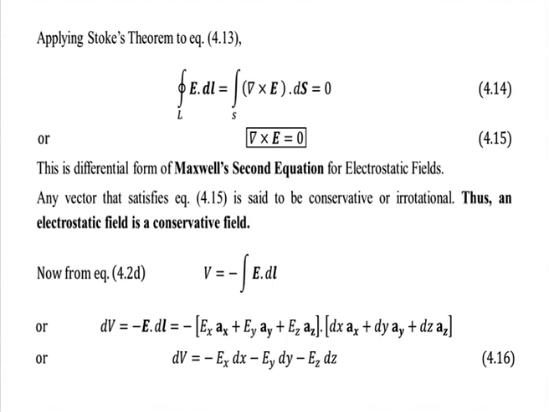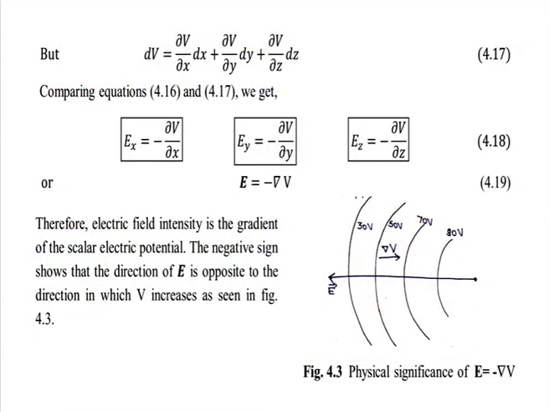Now, from equation 4.2d, V is equal to minus integral of E dot dl. We can express E in the Cartesian coordinate system and similarly dl also in the Cartesian coordinate system. But before that, we differentiate the above equation and we get dV is equal to minus E dot dl, and when we expand E and dl, we get dV is equal to minus Ex dx minus Ey dy minus Ez dz. Now, we also know that the change in V is equal to del V by del x into dx plus del V by del y dy plus del V by del z dz.